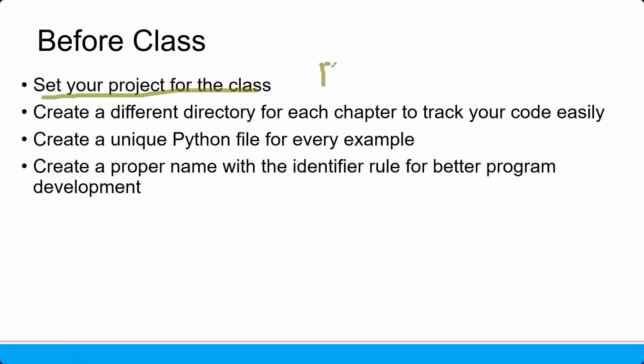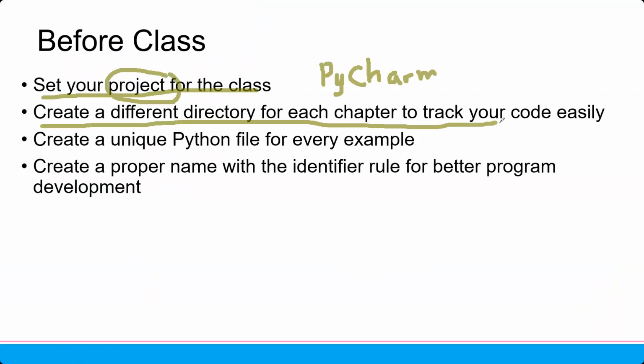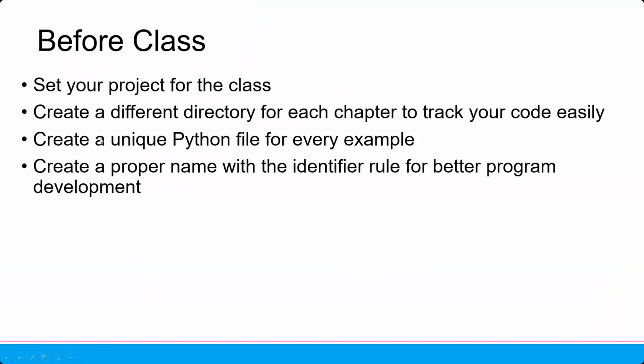So what I mean by this one is in the PyCharm, it will be good if you prepare your project. And then it is good if you create a different directory for each chapter. So it is to track your code easily. And then create a unique Python file for every example. And create a proper name with the identifier rule for better program development.